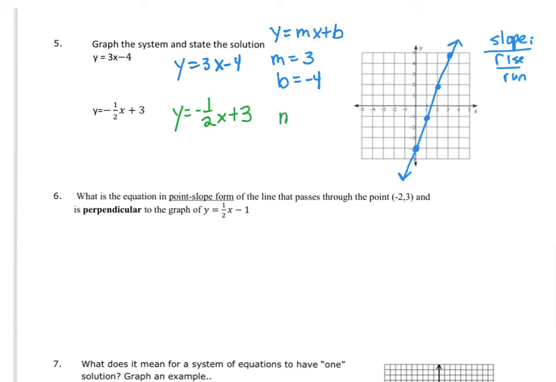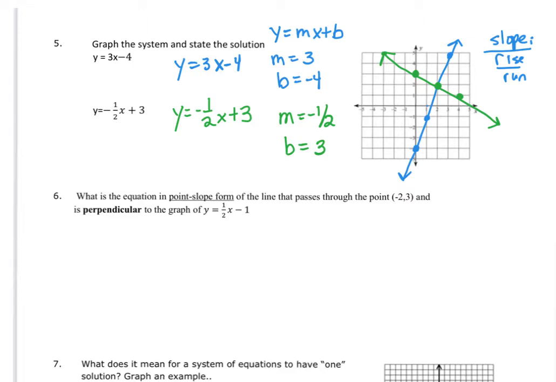So my slope is negative 1/2, and my y-intercept, b, is 3. So I start here at 3 as my y-intercept. I know it's a negative slope because it's going to be downward sloping. So I'm going to go down 1 over 2, down 1 over 2. So here you go, this is my line. Again, not a perfect line, but it's hard to write with this pencil here.